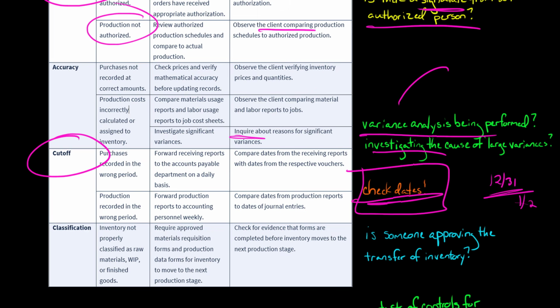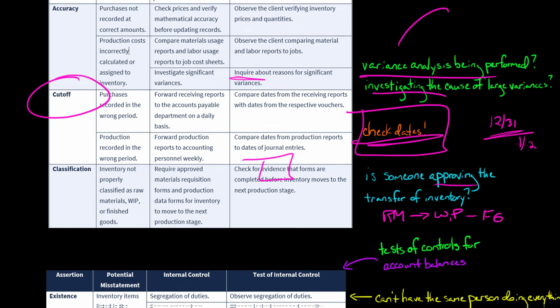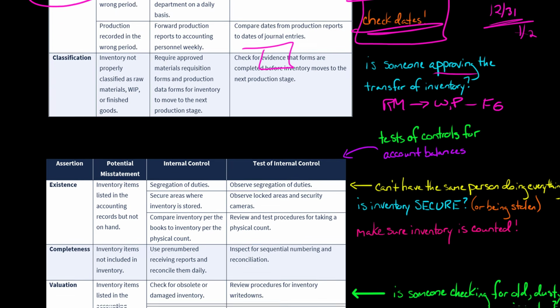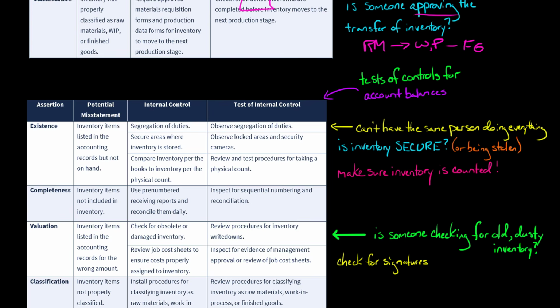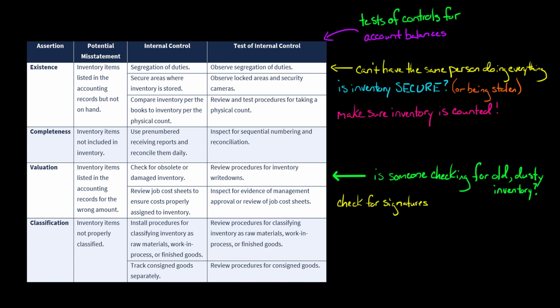So when we have the transfer, if you think about a manufacturer, the material goes from raw materials, and then it goes into production. It's work in process, it's finished goods. So you have the product moving from department to department. Okay, the inventory is moving throughout for a manufacturer. Is someone actually approving the transfer of that inventory? Can we get some kind of evidence that there's some kind of control here of when the inventory moves? Because anytime the inventory moves, there's a chance it could be stolen, right? Remember, inventory, there's always a chance it'll be stolen. It could also be lost or something as well.